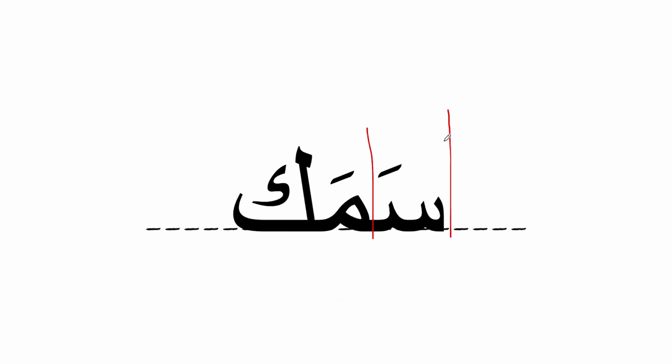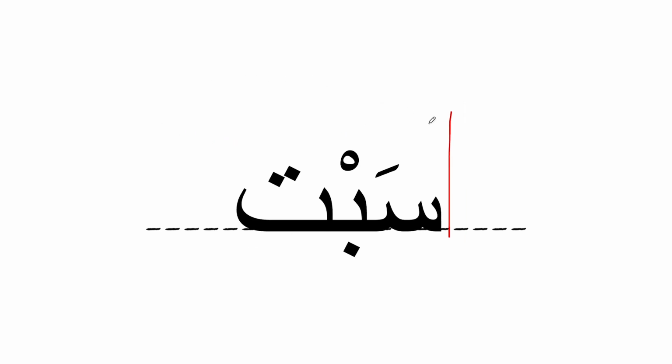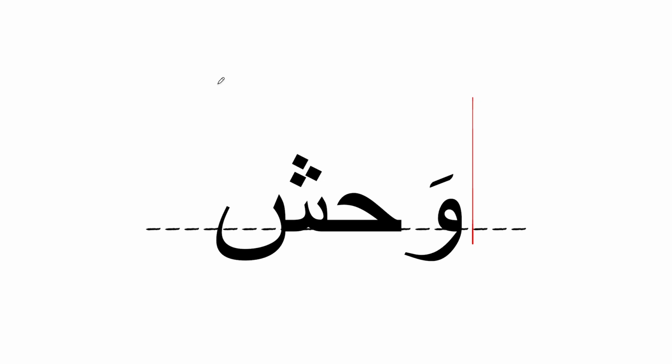Next one, we have samak. Samak means fish. This word is shams, and shams means sun. The next word is sabt, and sabt is Saturday. Next one, we have wahsh. Wahsh is a monster.